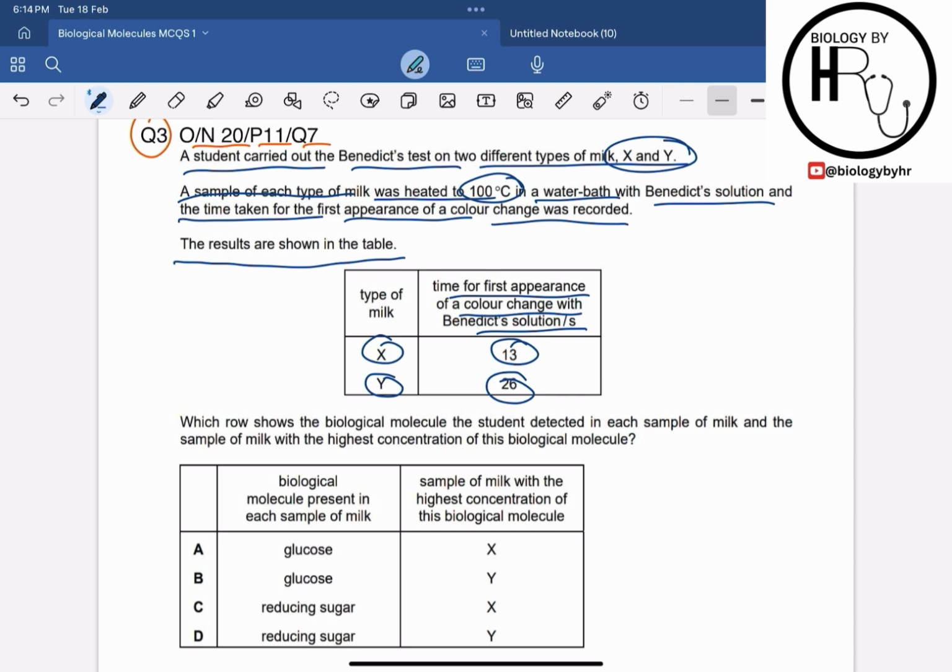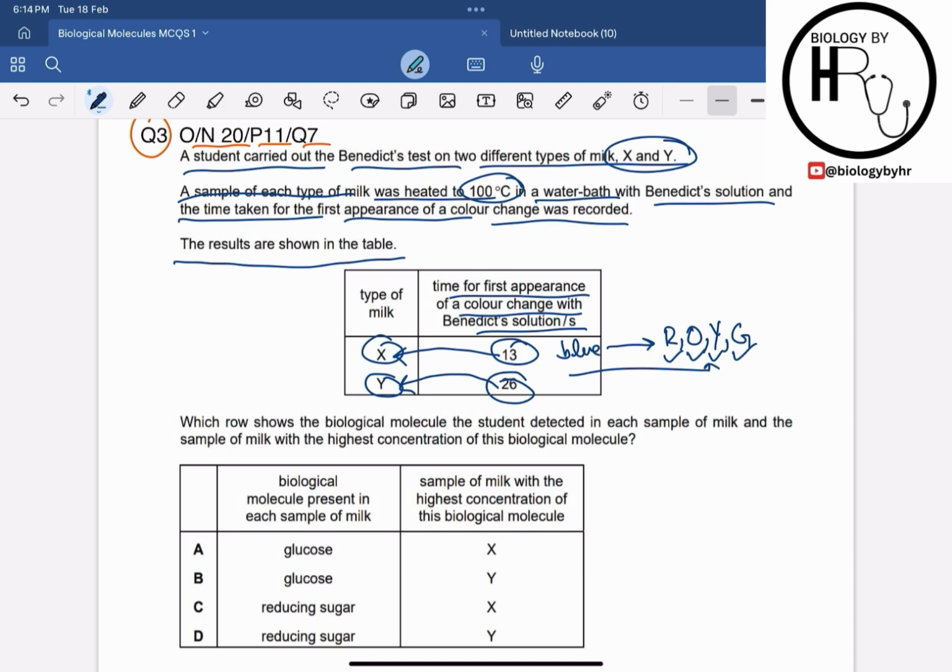It means that after 13 seconds in the milk X, the color change appeared. The blue color of the Benedict solution turned to any other color from the red, orange, yellow, green, right? And in the type of the milk Y, after 26 seconds, the color change was observed from blue to any color, right?